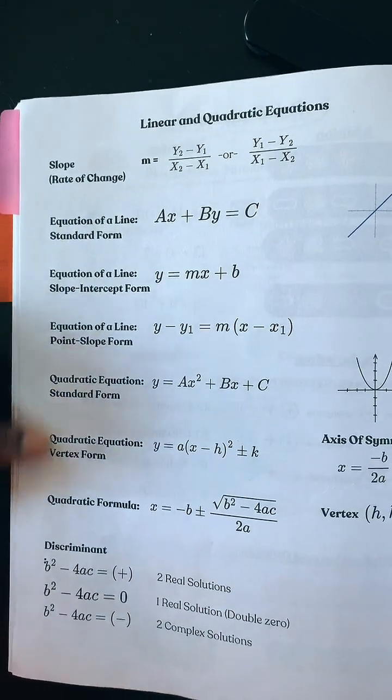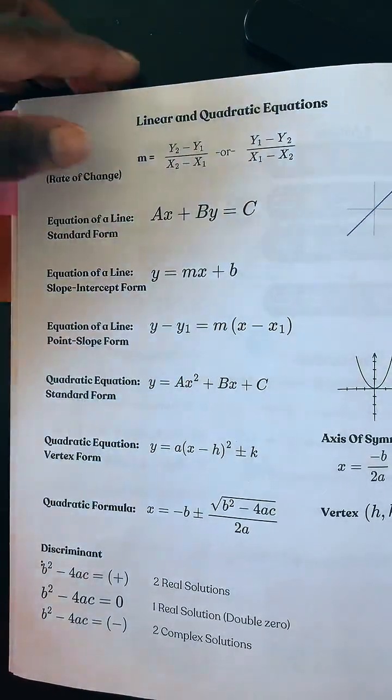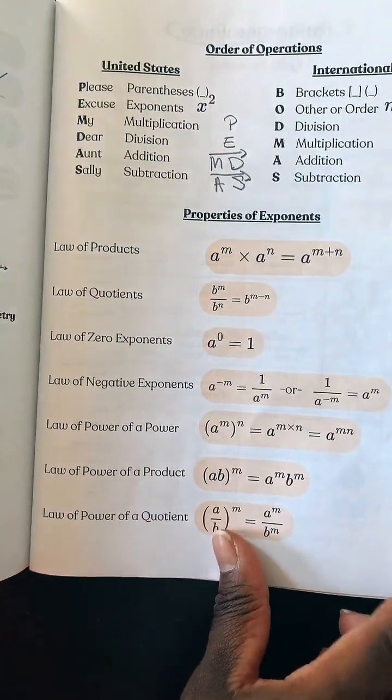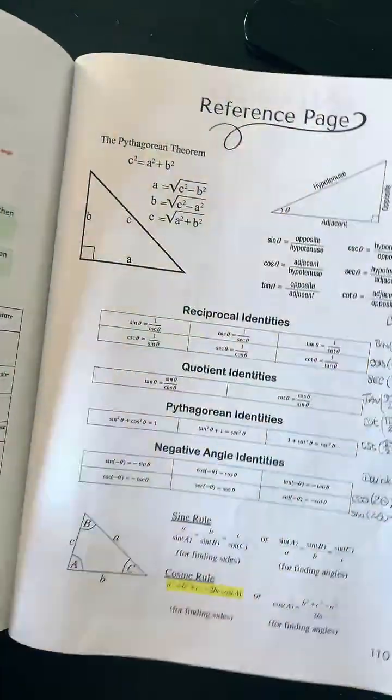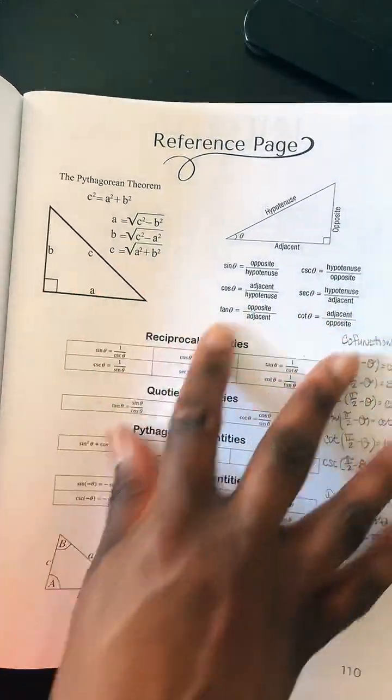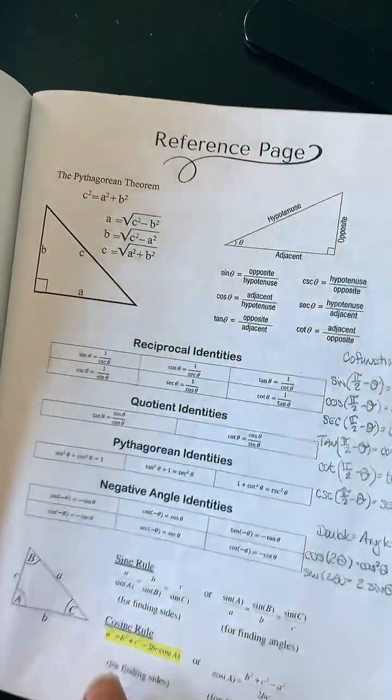Soon enough, we're going to be looking at quadratics. That's going to happen in a moment. And then you have your properties of exponents, orders of operations. Then if you have some people that are going in trig, here's a couple of the trig identities that you're going to be faced with.